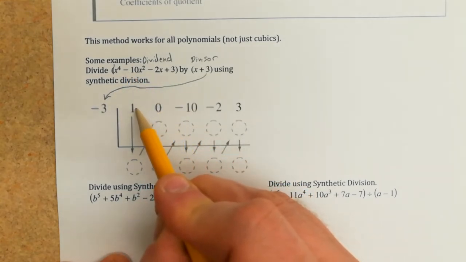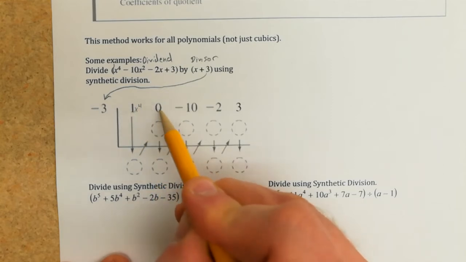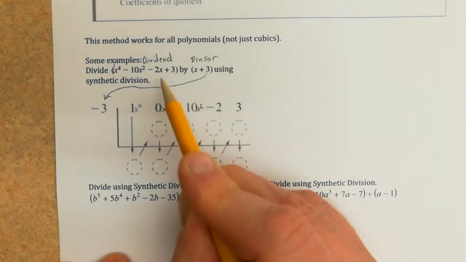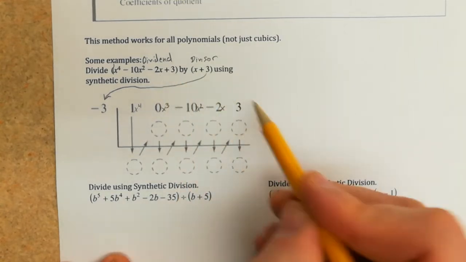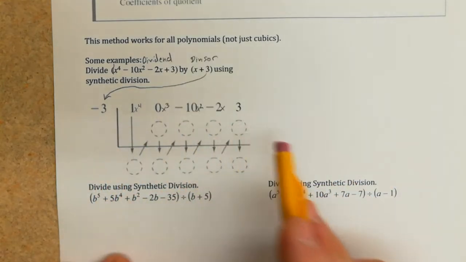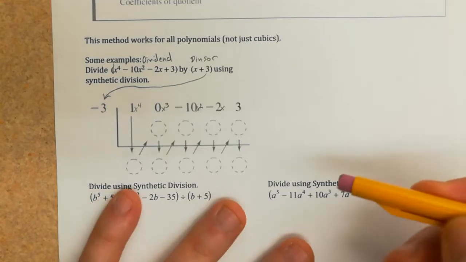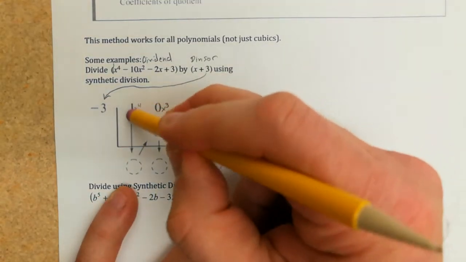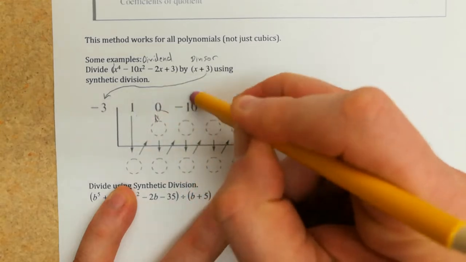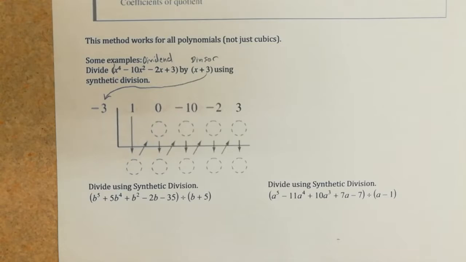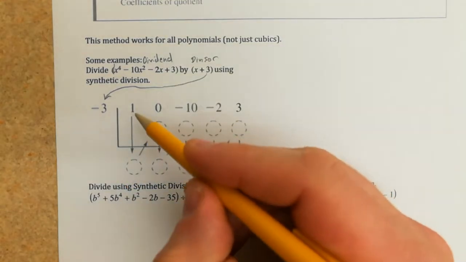I might just write these in for the time being so you can see where these came from. Okay, and then the negative 10 was for x squared, the negative 2 was for the x, and then 3 was just the constant, all right? So that's where those came from. I'm going to go ahead and erase those because that'll confuse us for the next step, but that's where those came from.